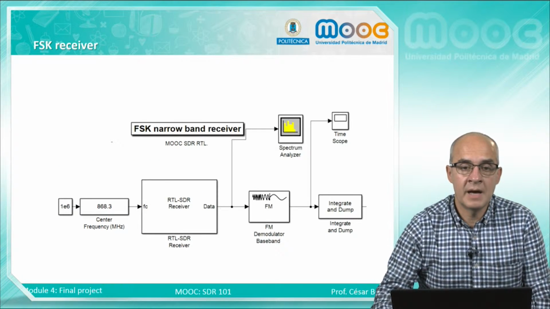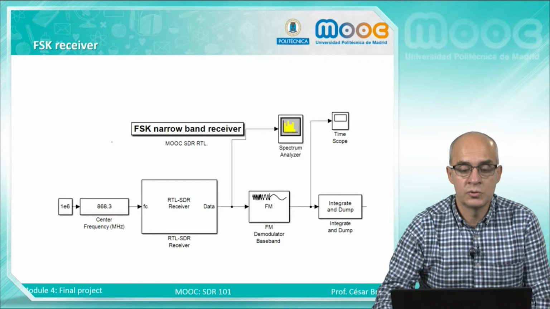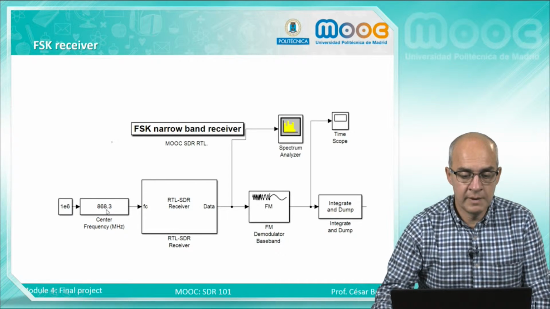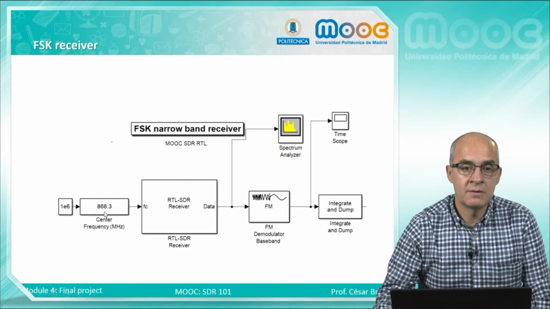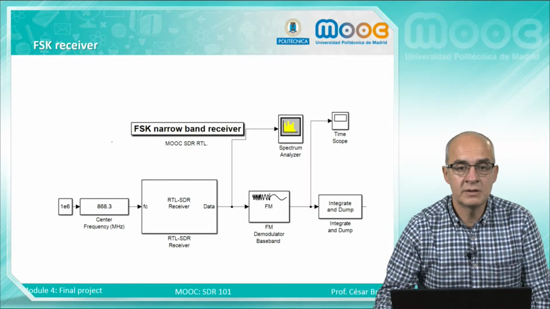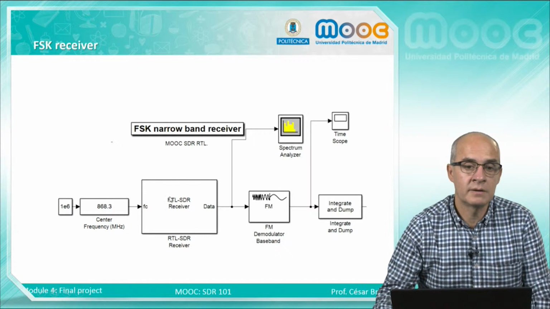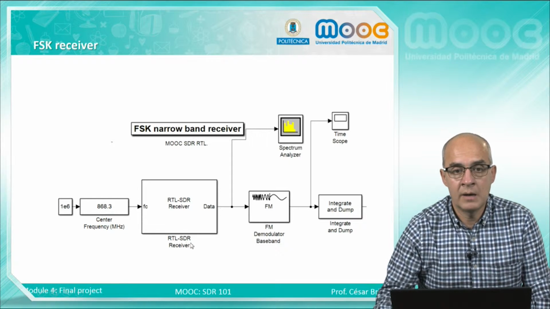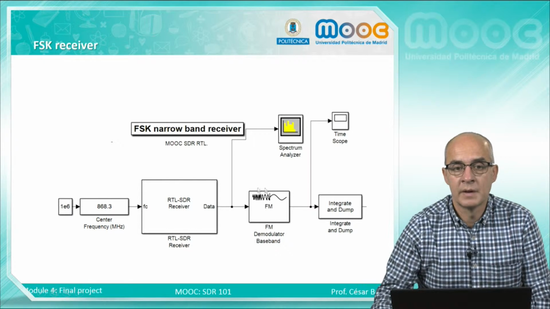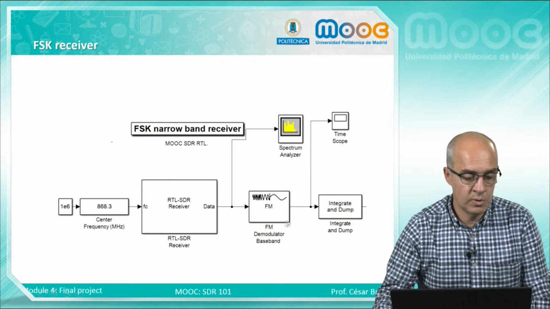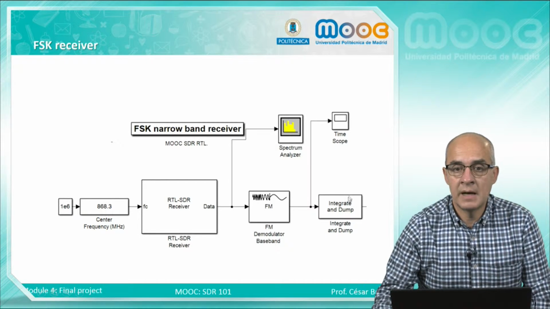This is the block diagram of the receiver that we are going to use. We have the RTL in the middle with a configuration for frequency. Here we are using an FSK remote control at 868.3 MHz. This frequency is also used like the 433 MHz, and high quality remote controls used to employ FM modulation. So after the RTL we put the FM demodulator, and then we'll see how we need the integrator.